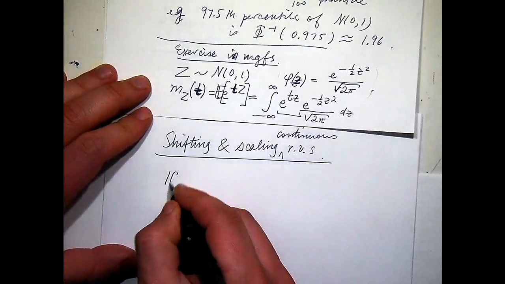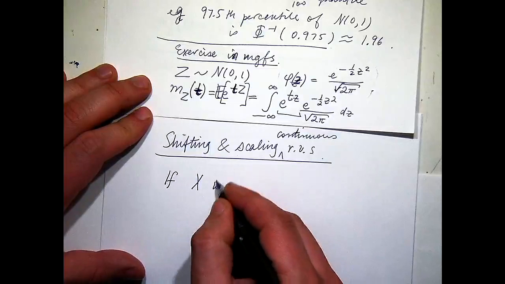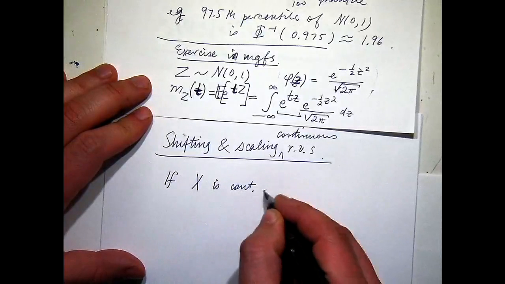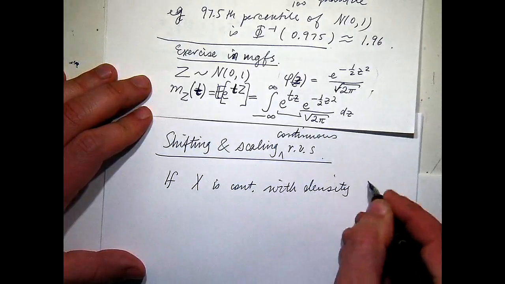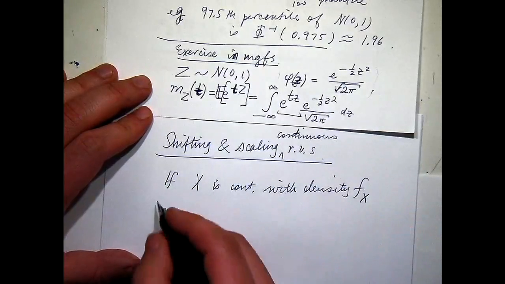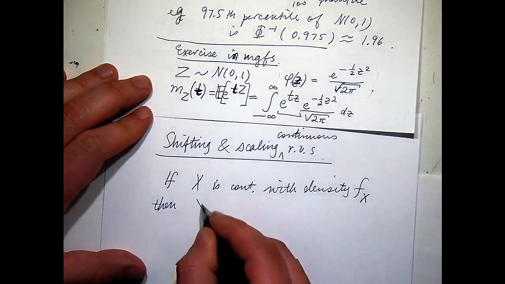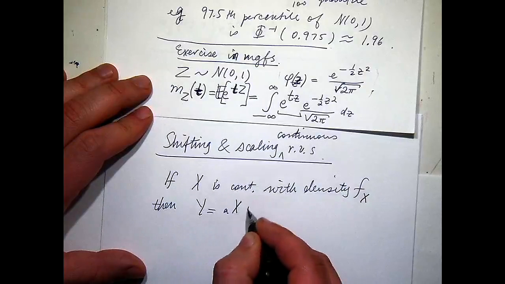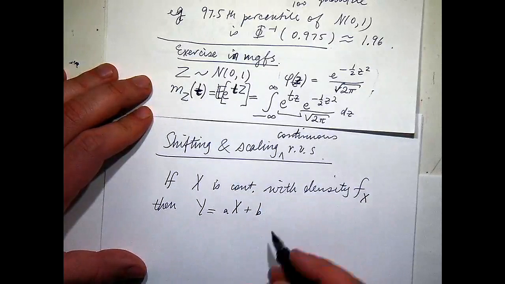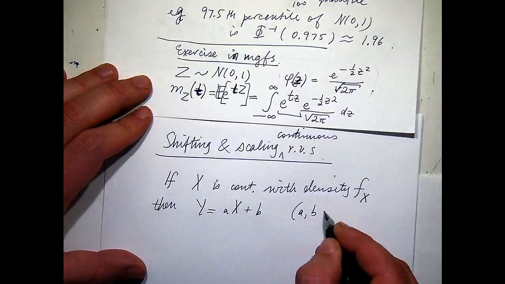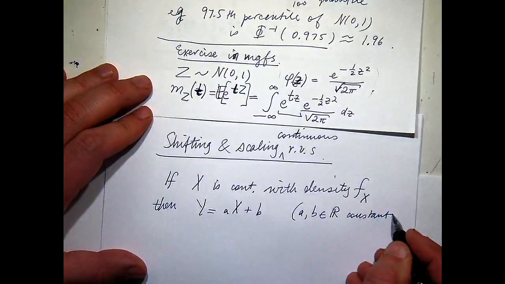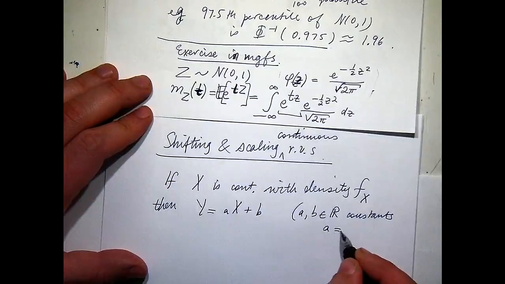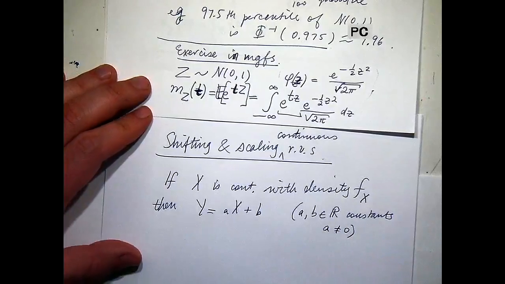So how do I shift it? If X is continuous with density function f subscript X, then let's do Y equals aX plus b. Whenever I use lowercase, I intend it to be constants. So a and b are real constants. And let's say that a is not 0.